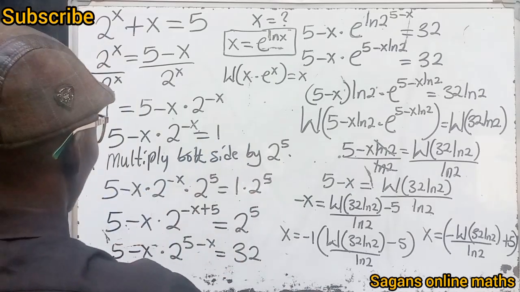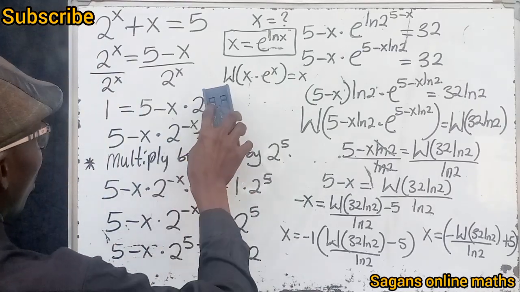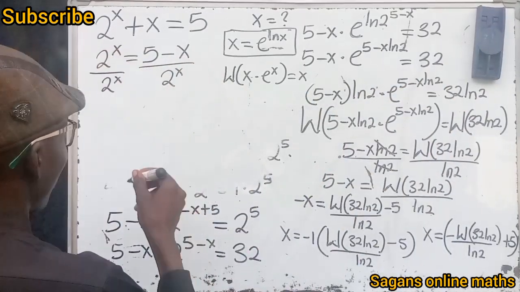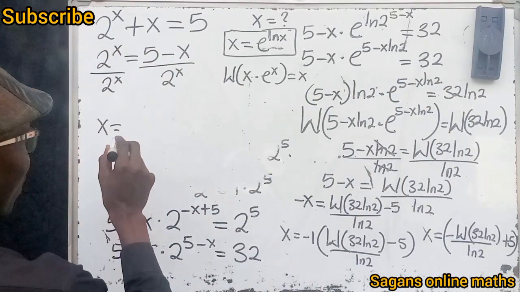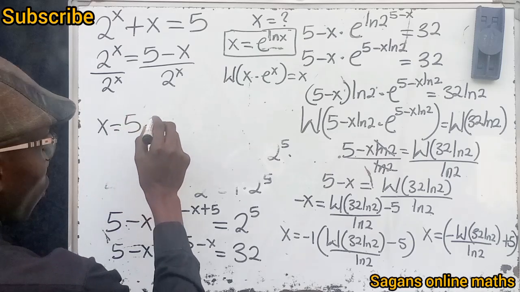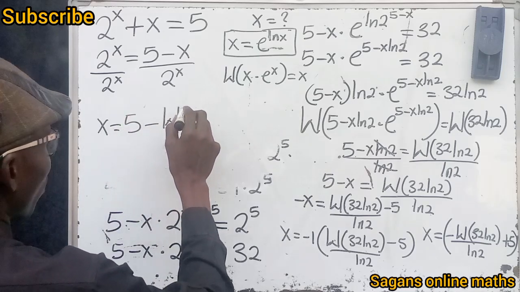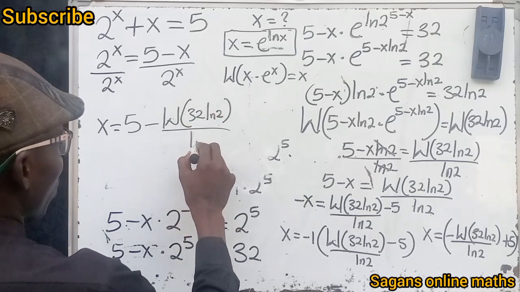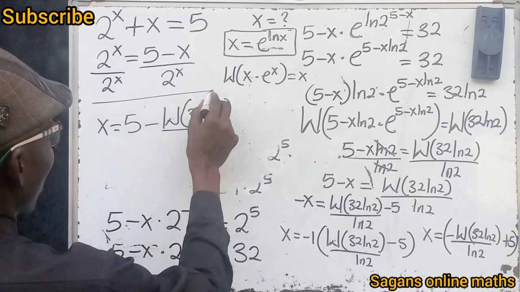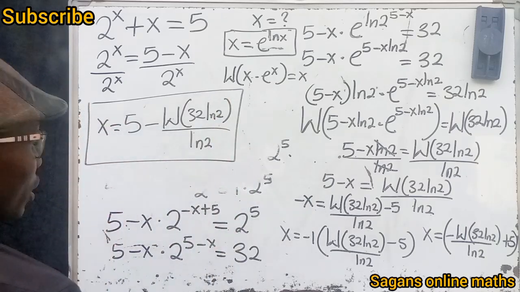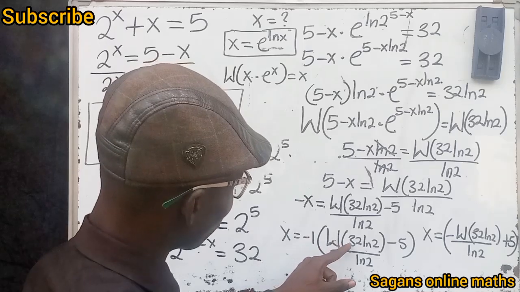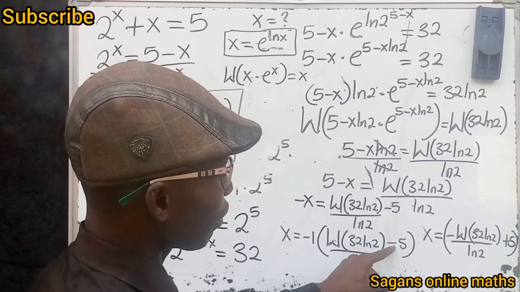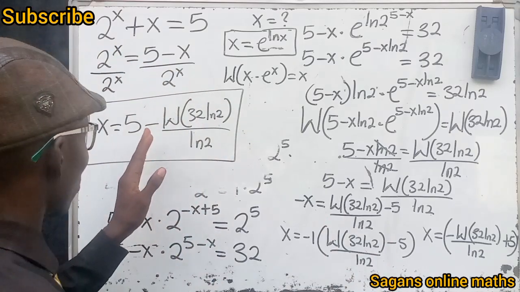Let me remove this so you can see it very clearly. That means our x will be equal to 5 minus the W function of 32 ln 2, divided by ln 2. And this is the solution to this particular problem. Can you see how simple and interesting it is? Because this minus multiplied by this minus affects the Lambda W function, and minus times minus 5 gives us 5, because minus times minus is plus. So this is the solution to this problem.